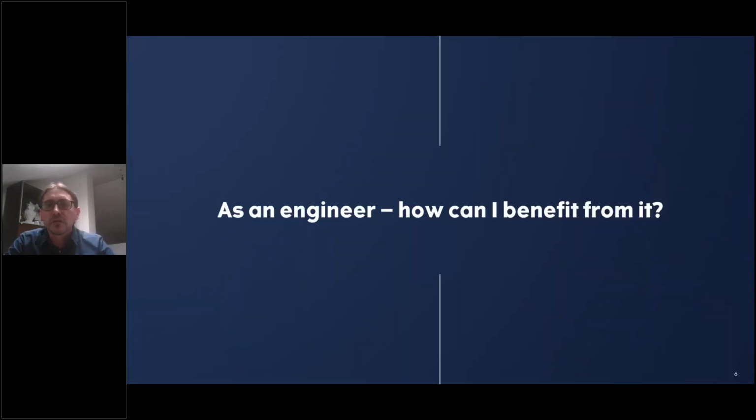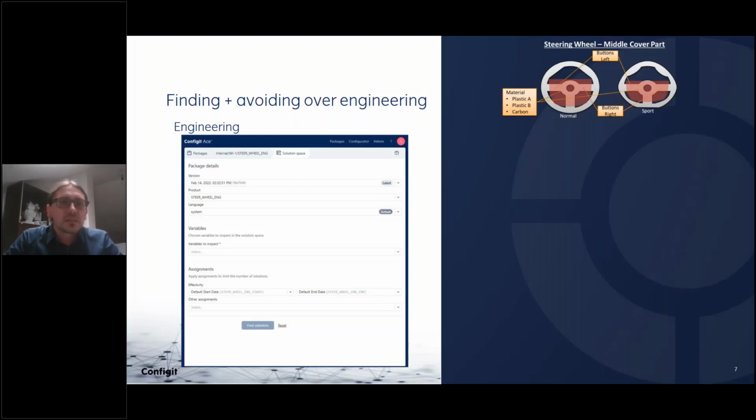So let's go into the first use case and talk about what benefits I could have as an engineer from a known solution space. The topic is finding and avoiding over-engineering, or maybe someone might also talk about a no-runner, because if you can't sell it, you're pretty sure you will have no sold variants of these combinations.